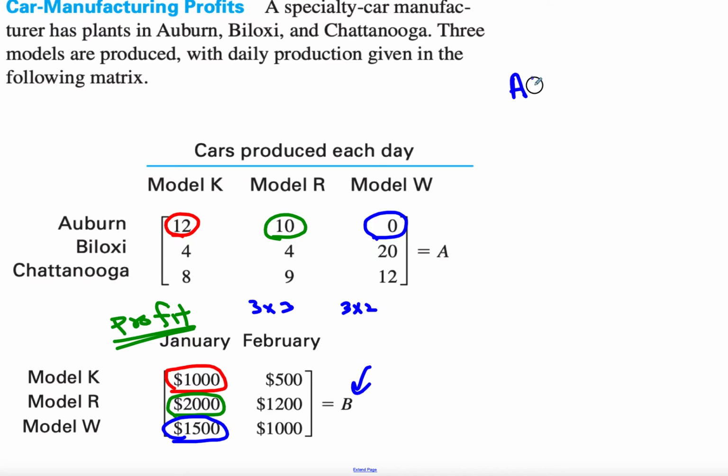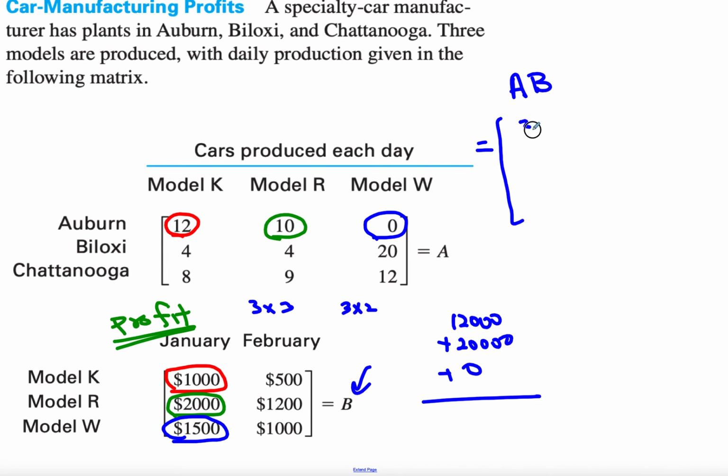A is multiplied by B. For example, 12 is multiplied by 1,000, so we get 12,000 for the month of January. Plus 10 is multiplied by 2,000, so we get 20,000. And then 0 is multiplied by 15, so we get 0. So we get a total of 32,000 per day in the month of January by selling A cars.